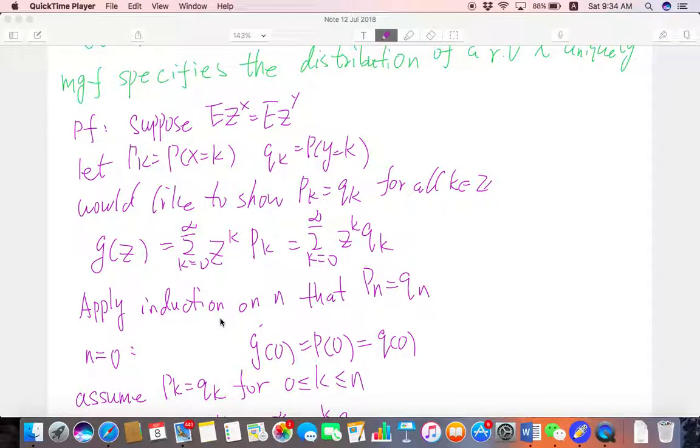And the next step is to apply mathematical induction on n such that P_n is equal to Q_n. For k equal to 0, we see that there is just one term, that is z to the 0th power times p_k, and z to the 0th power times q_k. I mean, z to the 0 is 1, then we can easily get the result: P_0 is equal to Q_0.